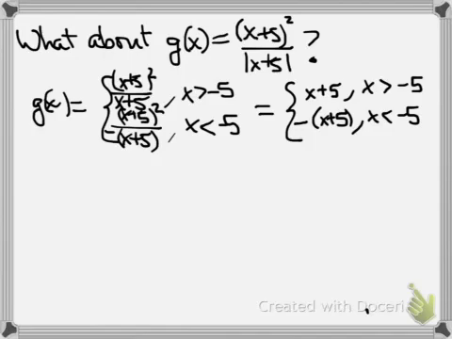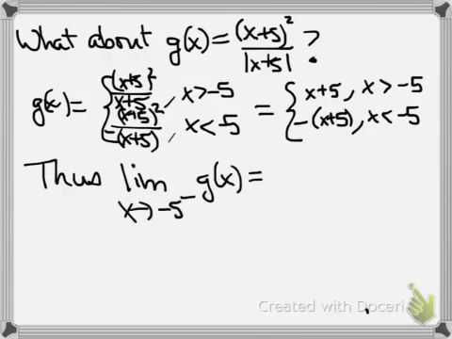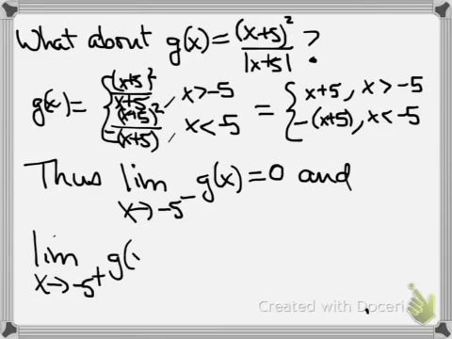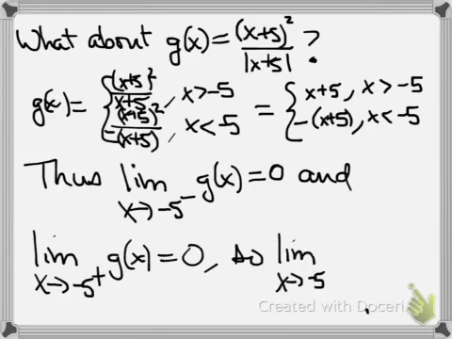Okay, those look different, but remember what we care about are the left and right hand limits. So if we take the left hand limit of g of x, we get 0, and if we take the right hand limit of g of x as x goes to minus 5, we get 0. And since those limits both exist and are equal, we get that the limit as x goes to minus 5 of g of x has to be 0 as well.